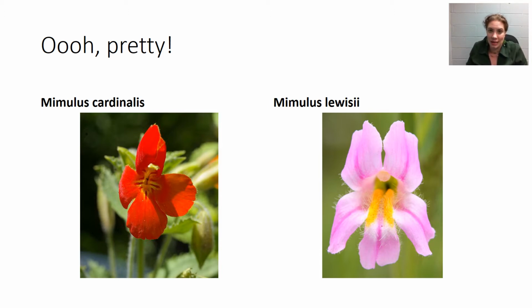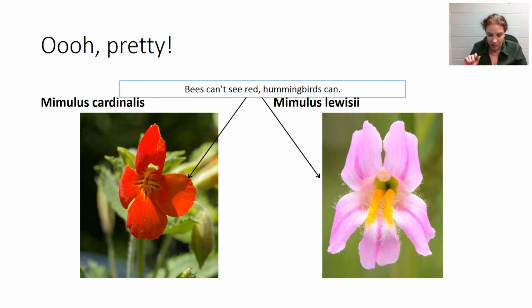Cardinalis, okay, that's named for the bright red cardinal bird-like color. Lewisii, probably named for the guy who discovered it. All right, what does that have to do with anything? As it turns out, bees actually can't see red. They're blind in that end of the spectrum. Red flowers and colorations aren't particularly attractive because it just doesn't fall in the realm of what they can see.